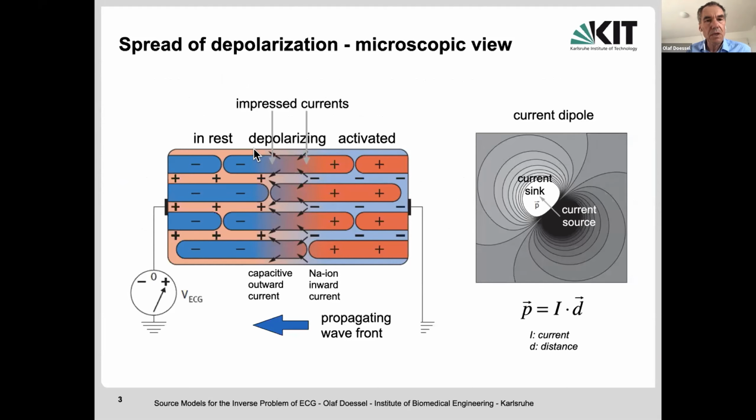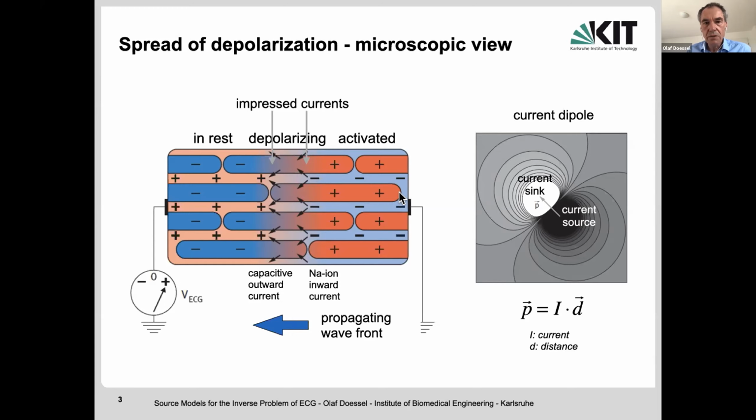And what we learn is that we have cells in intracellular and extracellular domain, and in the depolarization front, where the transmembrane voltage moves from, let's say, -80 to +20, we have on one side currents that go from the inside to the outside of the cell, and on the other side, currents that go from the outside to the inside. These are capacitive currents. These are the sodium inward currents. These will be in the following called the impressed currents.